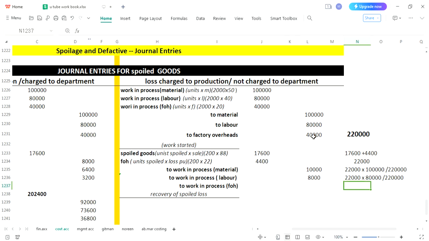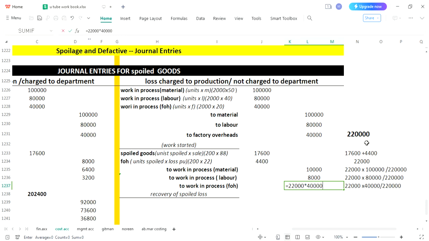In a similar way, we will calculate the third amount. How? 22,000 is the sum of these two amounts, which would be divided into three parts. For that we will multiply, since we are calculating the amount for FOH. So the individual total of FOH was 40,000 and the grand total of these three amounts was 220,000. Here the statement is completed. Now let's calculate the amount on the calculator. 22,000 multiplied by 40,000 divided by 220,000. So the third amount has also been calculated.